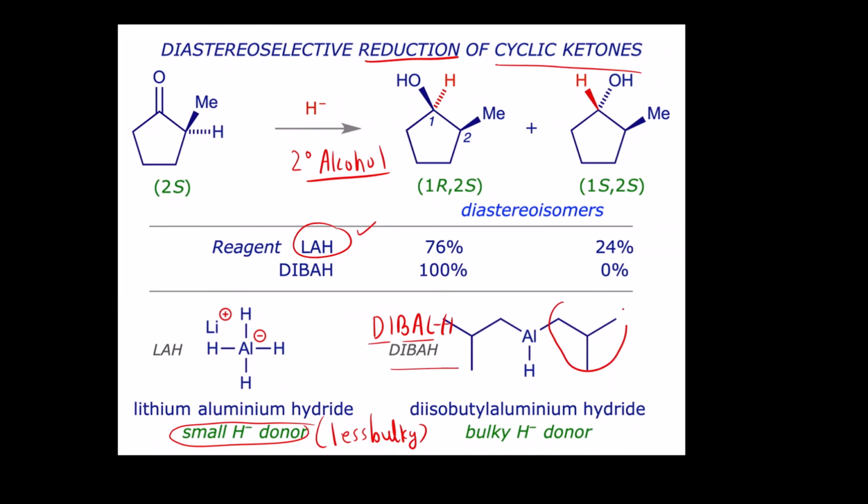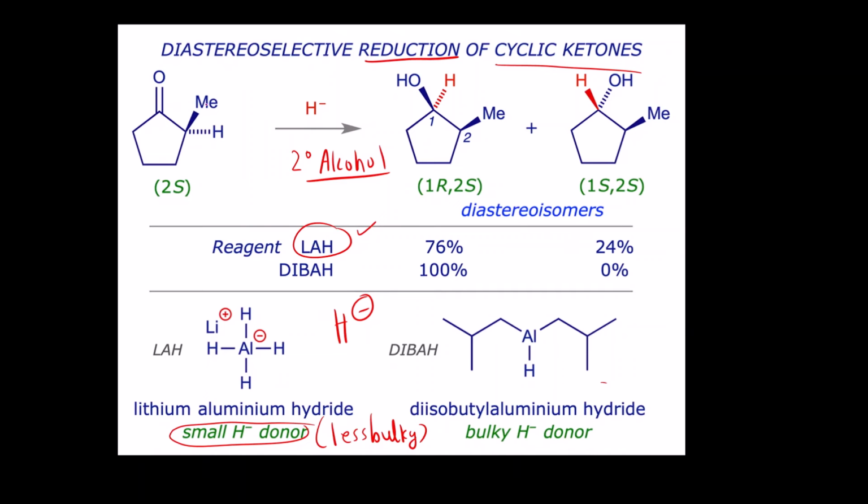Diisobutyl. This group is called isobutyl. Why isobutyl? Iso, because two methyl groups are attached to the same carbon, which are same. Iso meaning same. And this is 1, 2, 3, 4, total 4 carbons, so that is why it is called isobutyl. Di because two isobutyl groups are present. So diisobutyl aluminium hydride. Both these are also hydride donors.